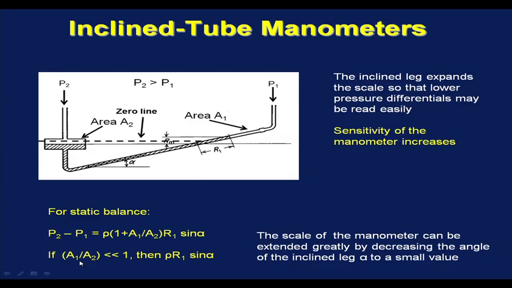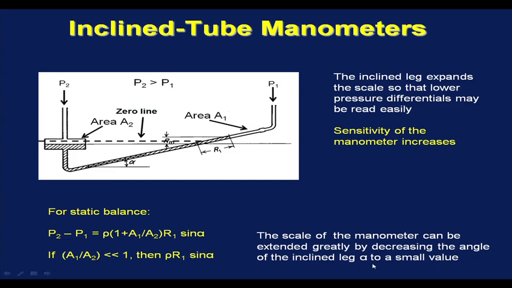Again, if A1 by A2 is much smaller than 1, because if I use a well here with much larger diameter corresponding to the diameter of the inclined leg, we can neglect A1 by A2. In that case, P2 minus P1 will be equal to rho times R1 sin alpha.